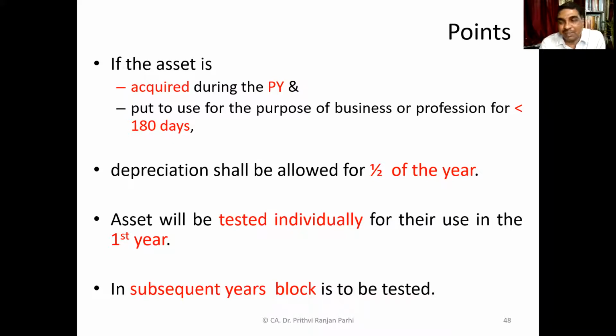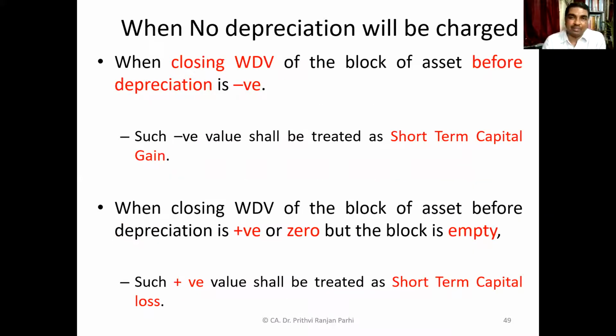But let us say the same car is purchased in the month of December. Then it is used for less than 180 days, so not the full depreciation, half of the depreciation will be charged. This is the year of acquisition, and the asset is used for less than 180 days. So keep this point in mind. I had also discussed these two points, and then we'll see an example, which will help in better understanding.